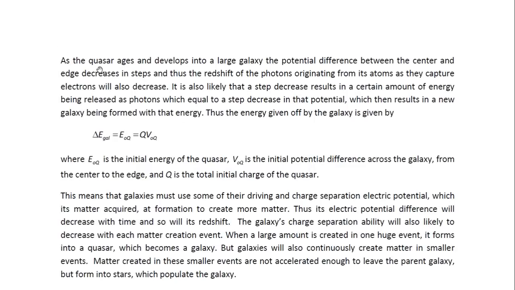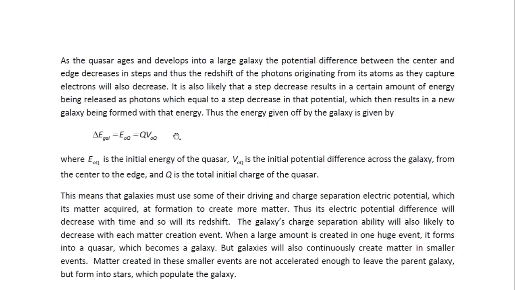So as the quasar ages and develops into a large galaxy, the potential difference between the center and the edge decreases in steps, and thus the redshift of the photons originating from its atoms as they capture electrons will also decrease. It is also likely that a step decrease results in a certain amount of energy being released as photons, which equal to a step decrease in that potential, which then results in a new galaxy being formed with that energy. Thus, the energy given off by the galaxy, so the change in the galaxy in each matter creation event, is equal to the initial energy of the quasar, which is equal to the total charge of the quasar times the initial potential difference of the quasar.